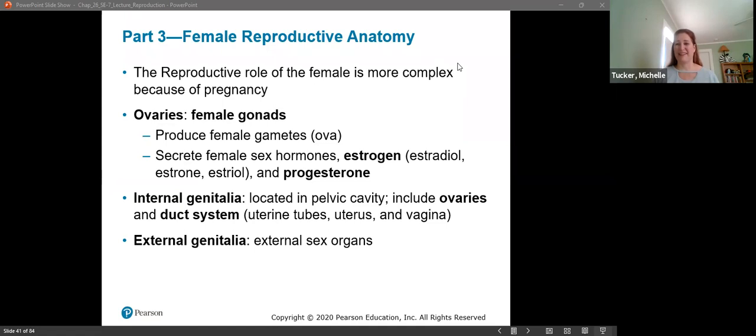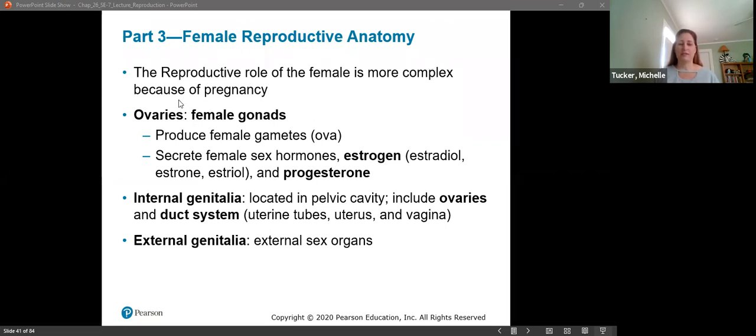We'll start by talking about the anatomy, and then we will move on to the physiology, which is fairly complex. But there is a really good graphic at the very end of the chapter that kind of puts it all together. So we'll start off by talking about the anatomy.